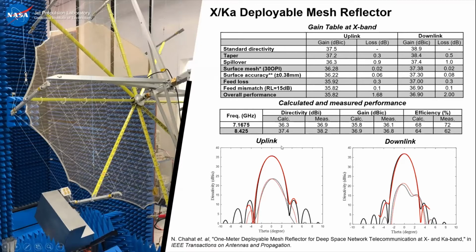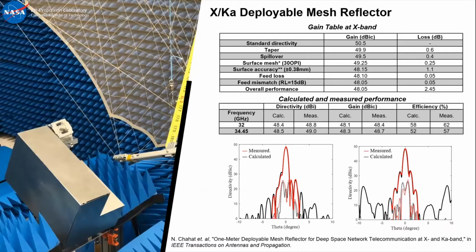So that shows that these antennas are very reliable after deployment. At X-band, the mesh opening per inch loss is very, very small, almost negligible. And the surface accuracy as well is less than 0.1 dB, so you don't need to worry about that at X-band. At K-band, that's another beast. At K-band, the surface mesh loss due to the opening per inch is about 0.25 dB, so you need to account for that.